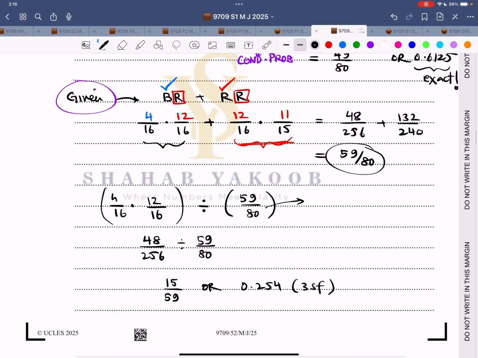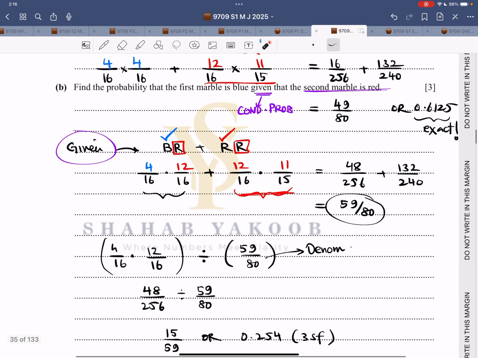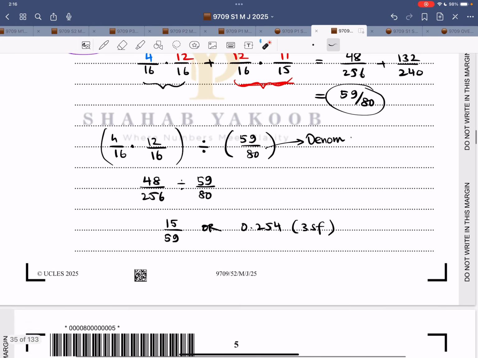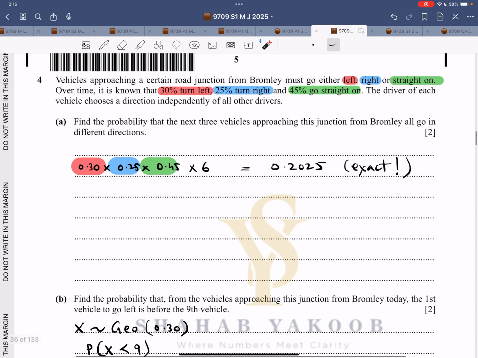The condition goes down in the denominator. Now read the question once again. Find the probability first is blue given that second is red. First is blue given second is red. This thing is the numerator. Divide. This is the exact answer. This is rounded off correct to 3 significant figures. So 3 questions are done and dusted. Let's go to the fourth one.